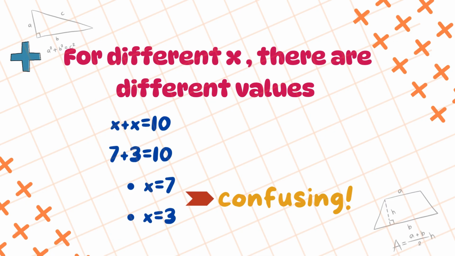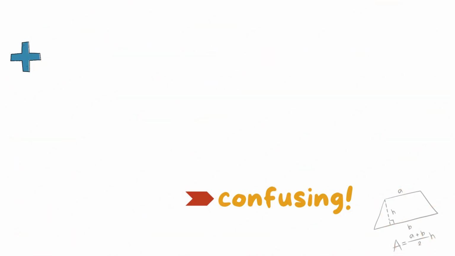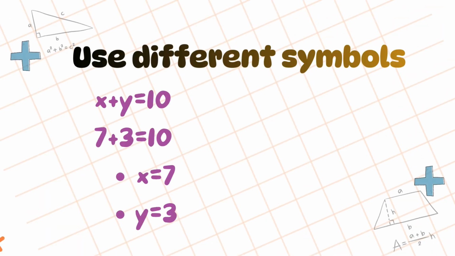Let's say x plus x equals 10. There are many possibilities for x. Let's use 7 and 3, but it's confusing to have two different values of an unknown in the same problem. That's why we use different symbols for different unknowns, like x and y. For example, x plus y equals 10. If x equals 7, then y equals 3. Different letters, different unknowns, but one equation.